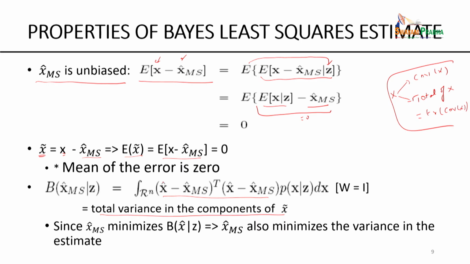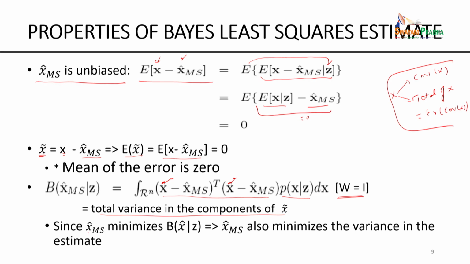No, this must be x, sorry, this must be x minus x hat ms, so there's no hat here. x minus x hat ms transpose x minus x hat, it is an inner product. I am going to now multiply by the conditional distribution of x given z, dx. I am assuming W is identity, which is the weights are equal and equal to 1. So this is the total variance.